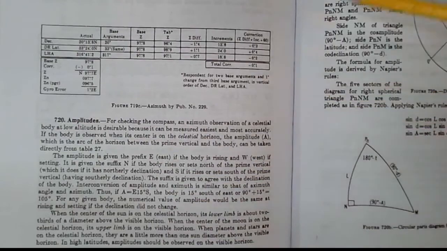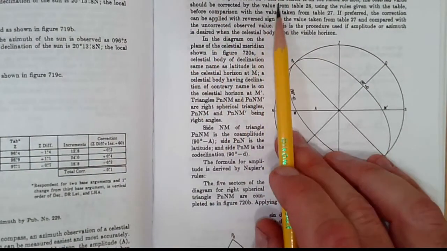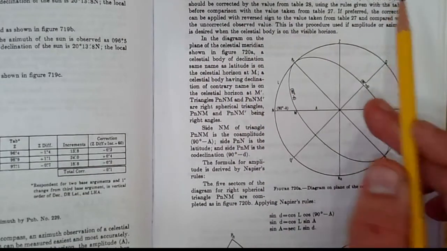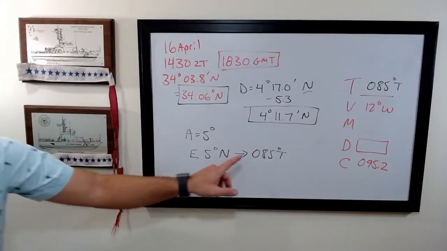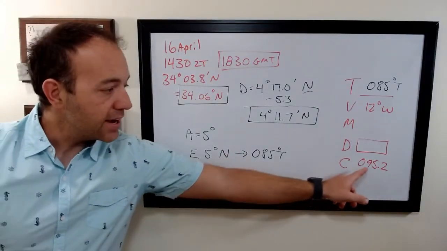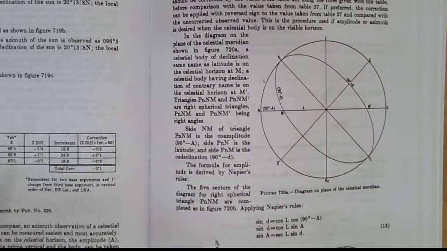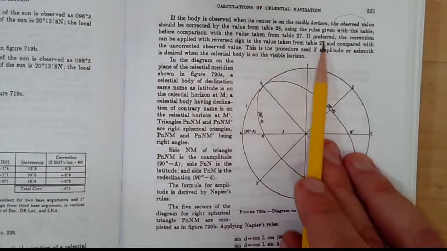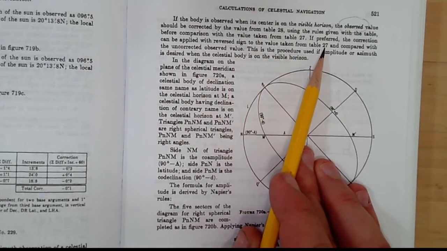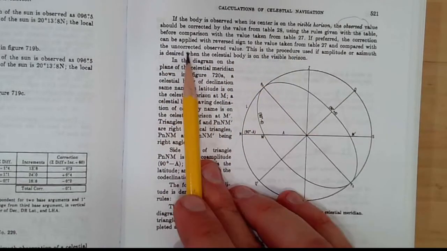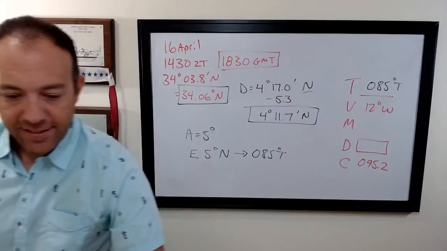But if you kind of boogie on through it, it's going to say, if the body is observed when its center is on the visible horizon, the observed value should be corrected. So we don't necessarily want to correct this. We want to correct this. Normally, that's what we want to do. However, let's take another look. If preferred, the correction can be applied with the reversed sign to the value taken from table 27, and then compared with the uncorrected observed value. So it's a little bit weird. We said our value was 0.5 out of that, so that's good.